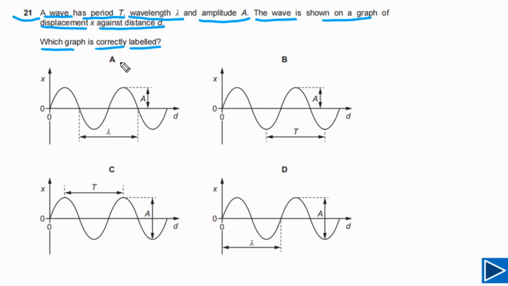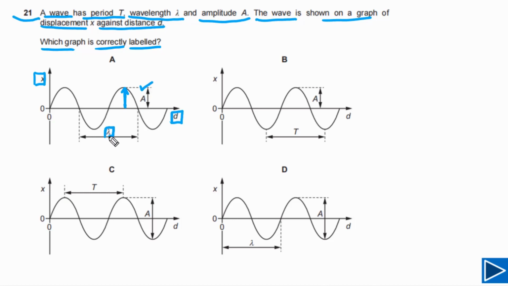Now, if you look at graph A, you can see on the x-axis we have distance and on the y-axis we have displacement. So this one is the amplitude. Amplitude is the maximum displacement from the rest position. So this one is correct.